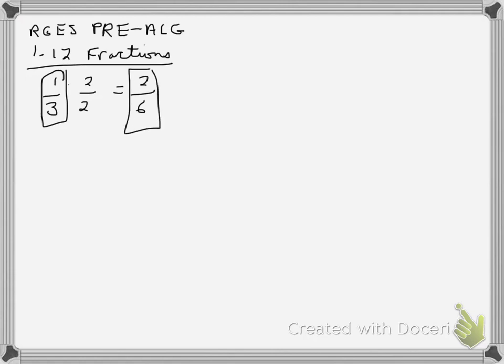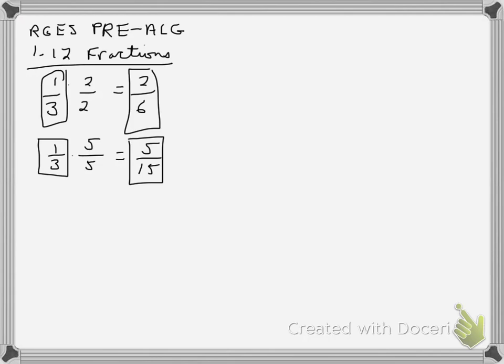I could have also taken 1/3 and multiplied it by 5/5. Notice as long as I'm multiplying the numerator and the denominator by the same value, I would get 5/15, and 1/3 and 5/15 are the equivalent fractions.